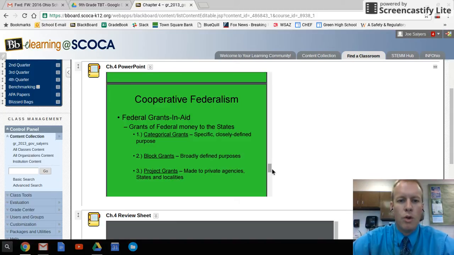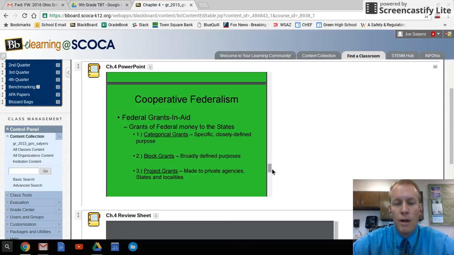So talking about cooperative federalism, these are ways in which the state and national governments cooperate. Number one we have is grants of federal money to the states. There's 3 types. The federal government can grant money to the states using categorical grants. These are for specific, closely defined purposes, and the government keeps a close watch on if the money is spent how it was agreed to be spent.